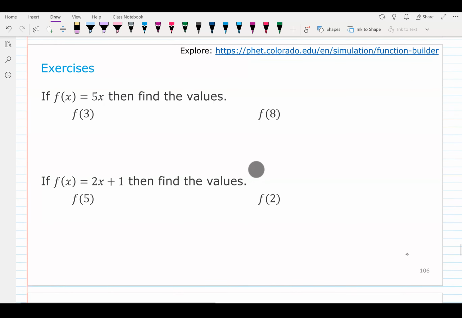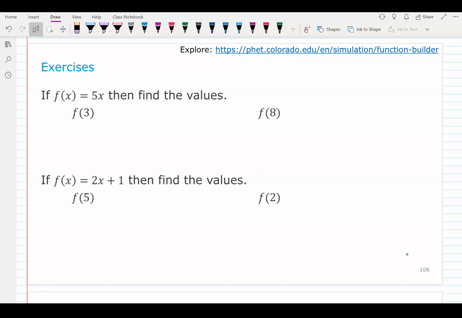So some exercises. If f of x, that's how we pronounce it, if the function f, which takes the values x, equals 5x, then find the values. So we actually kind of dealt with this before, evaluating functions. We have when x is 3, what's the final answer going to be? Well, normally it's 5x, right? F of x, so anytime you saw that x, replace it with 3. It's 5 times 3 is 15.